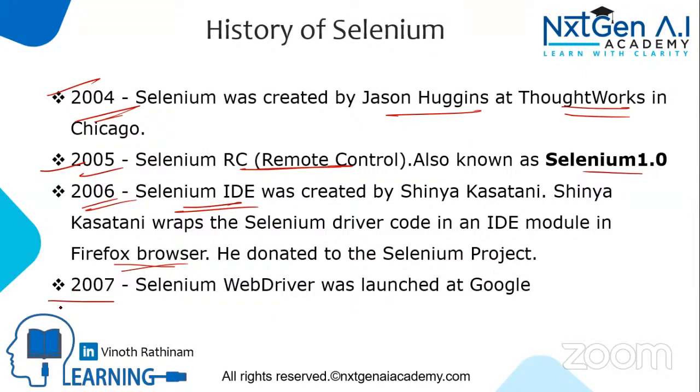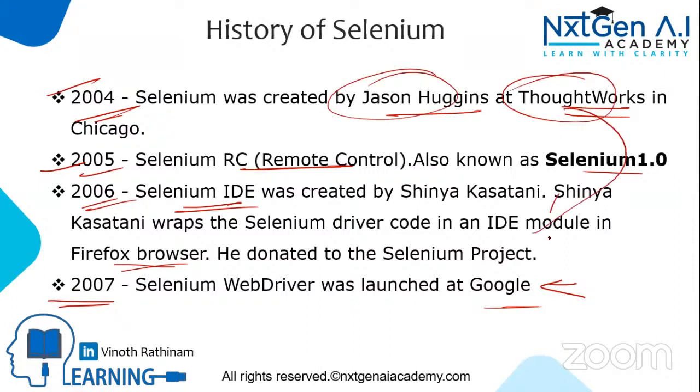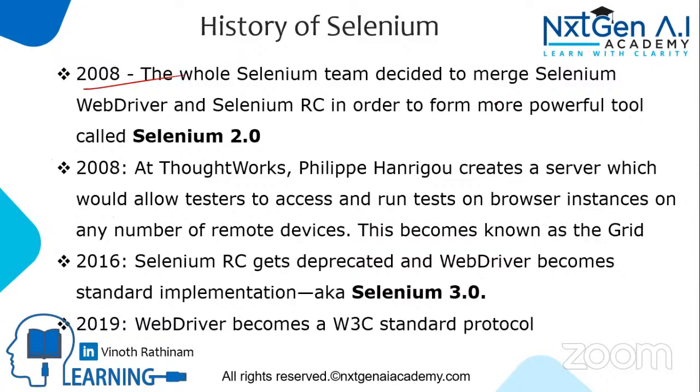And in 2007, Google launched this particular Selenium. This person switched companies from ThoughtWorks to Google and started working on this in a hidden way. Later, Google got this Selenium and is guiding it. In 2008, they worked with RC and made it a very powerful tool. Selenium 2.0 came in 2008, and Selenium Grid came into the picture, which runs on multiple remote machines.